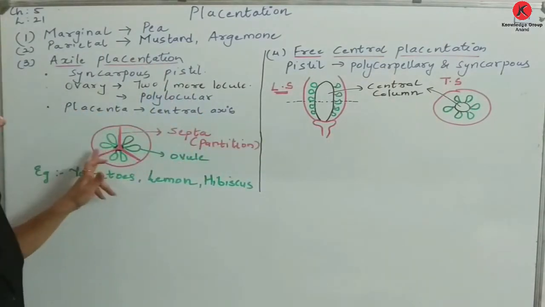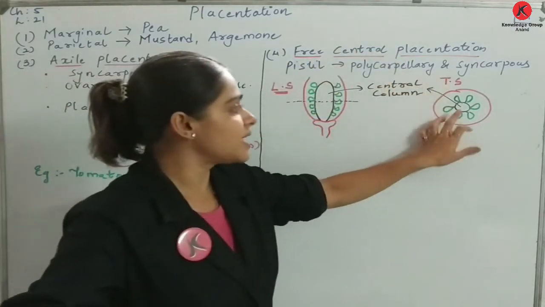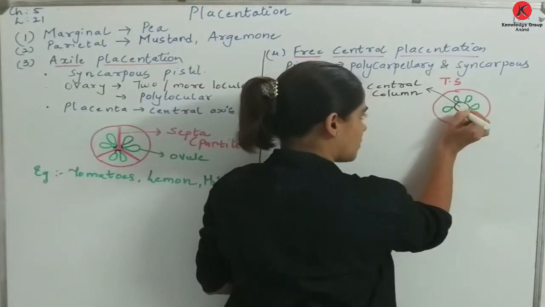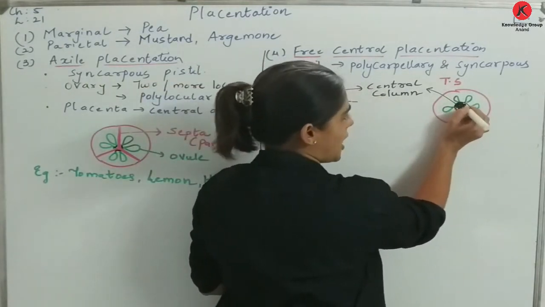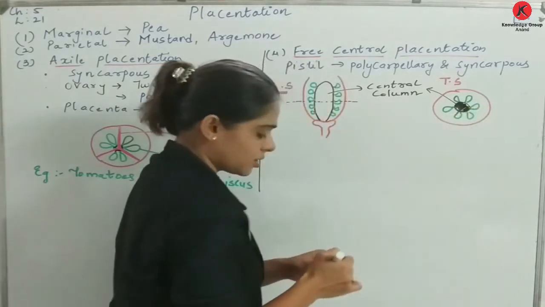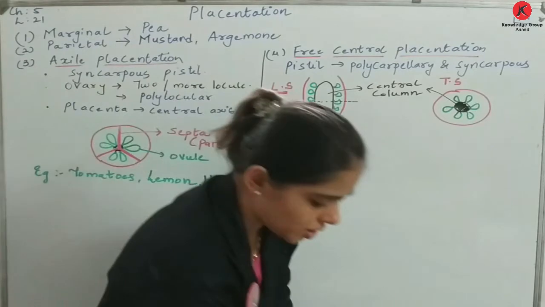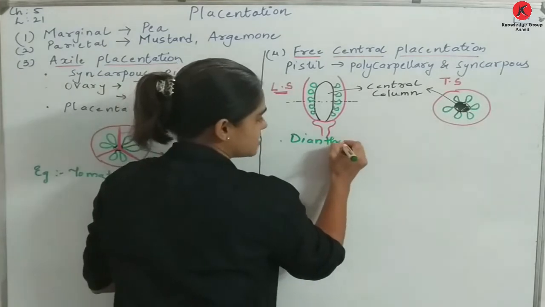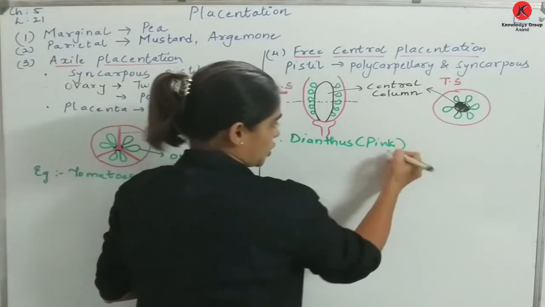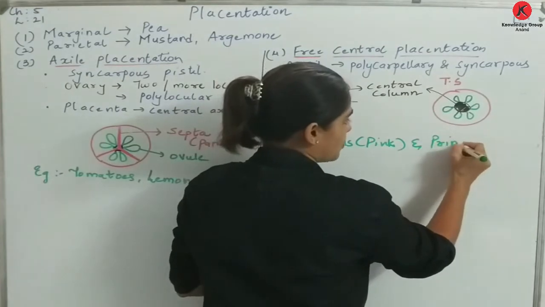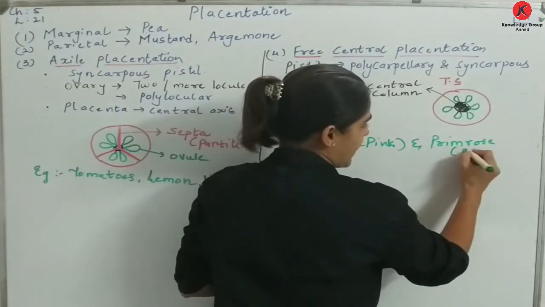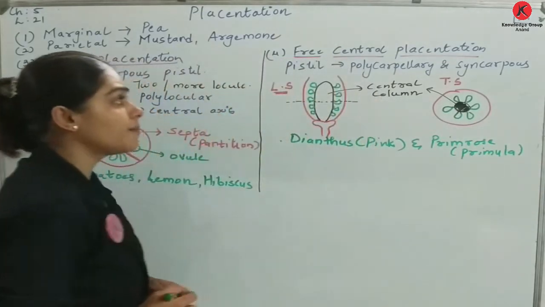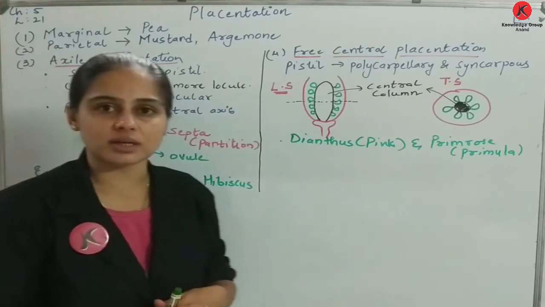What was in axile? Septa were present. Whereas in this case there are no septa. In the middle there is a central column. And central column over here means your placenta. Am I clear? Chalo. Any doubts in this? So this is your free central placentation. An example, if I want to write over here, is your dianthus, which is also called pink. Okay, dianthus, and your primrose, which is also called your primula. Simple thing. So this was your free central placentation.